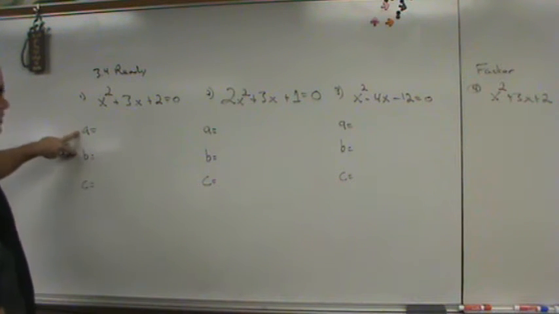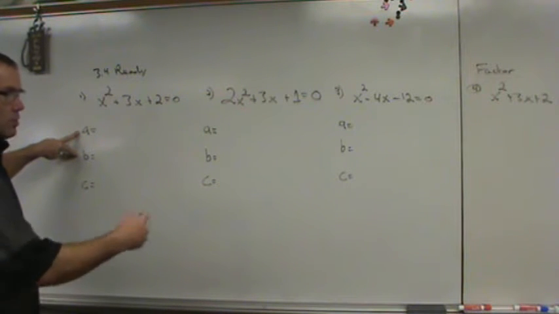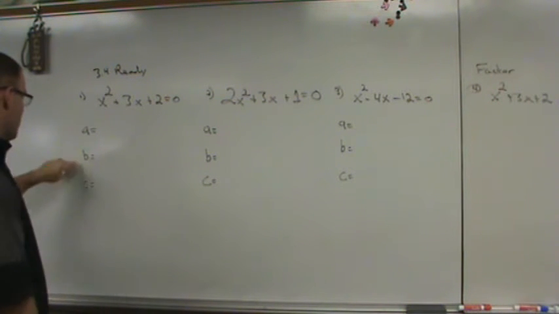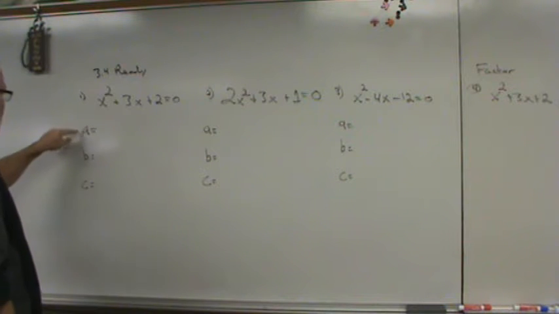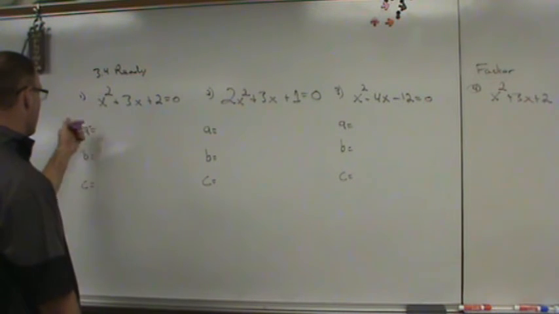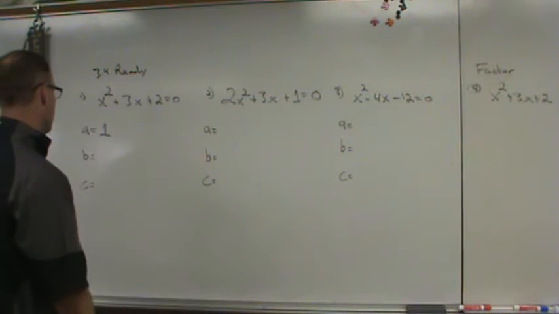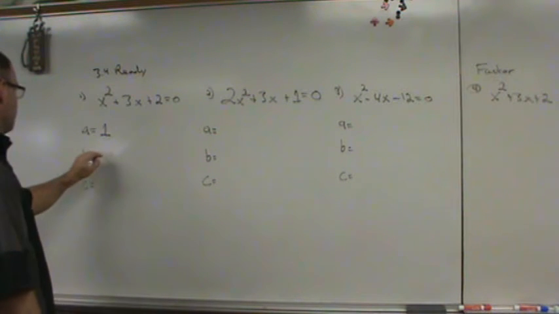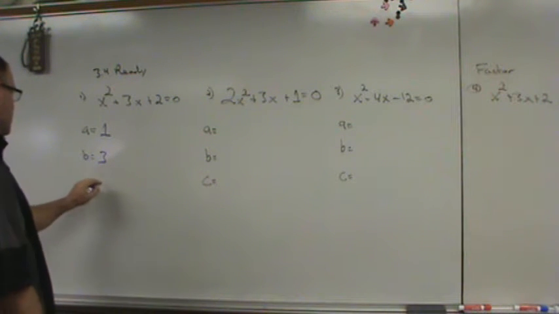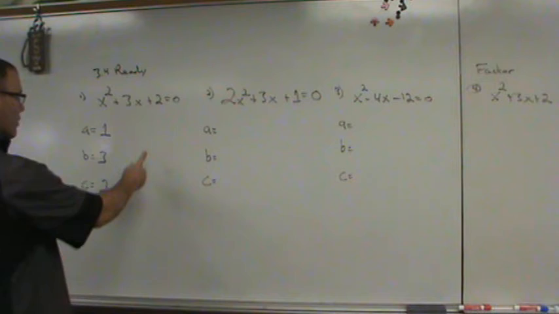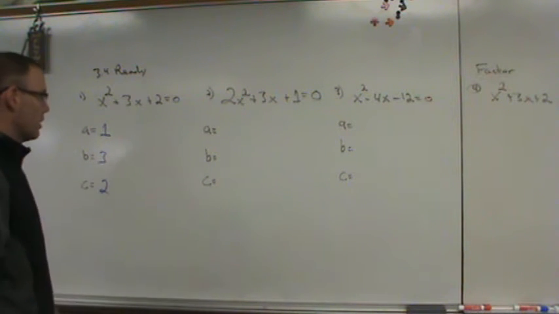A and B are coefficients. What is a coefficient? A coefficient is a number that coexists with the variable. C is a constant term. So A being the first value, in this case being 1, B is 3, C positive 2. And you always got to look to the sign in front of the number to tell you what it is.